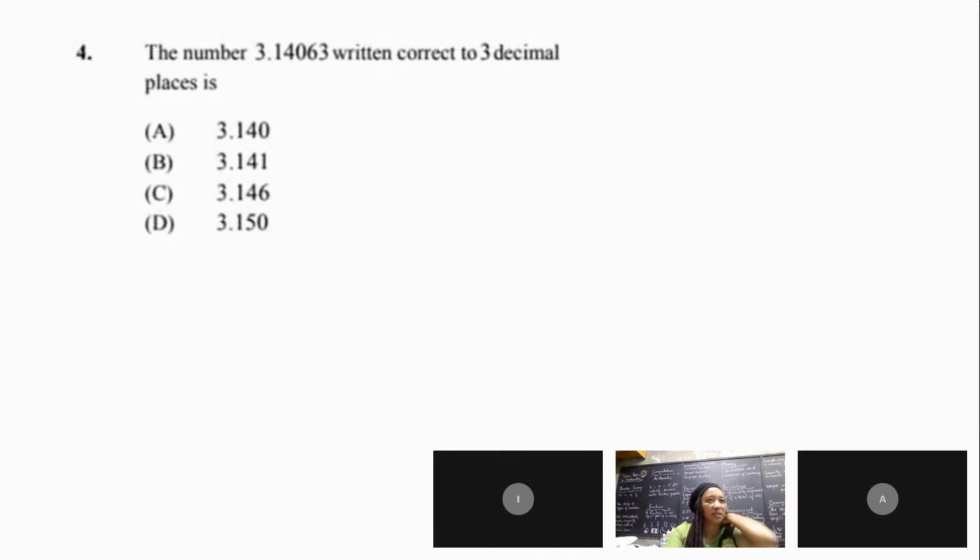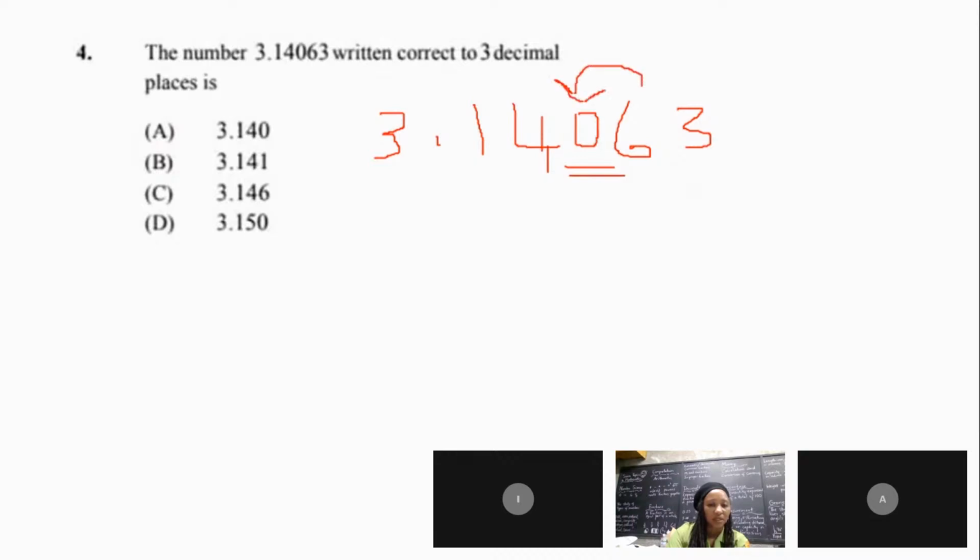All right. Number 4, the number 3.14063 written correct to 3 decimal places. So 3.14063. So 3 decimal places will be 1, 2, 3. And the one beside it is more than 5. So we're going to add 1 to that. So it's 3.141, which is B.